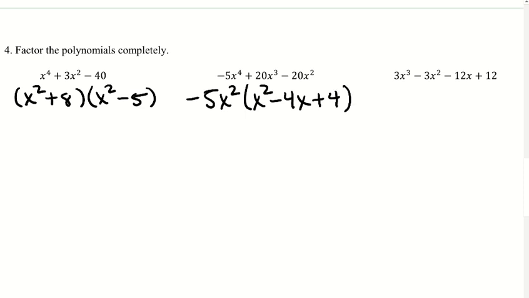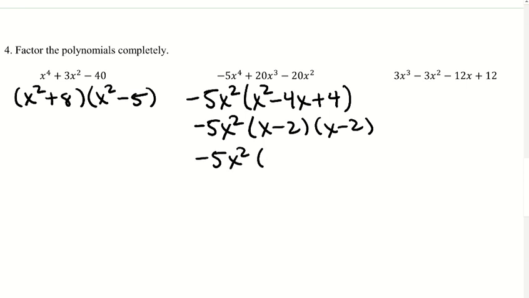Okay, then the thing in parentheses, x squared minus 4x plus 4, that's factorable. And that's going to be x minus 2 times x minus 2. And that might be a safe place to stop if you know what that's the same as. But if you need to keep going, that's negative 5x squared times x minus 2 squared.